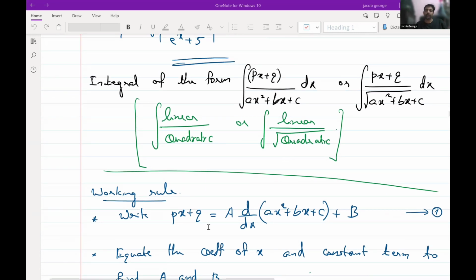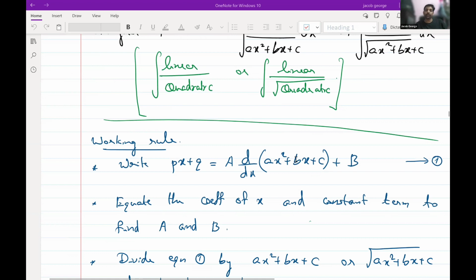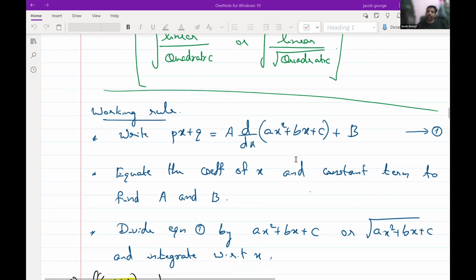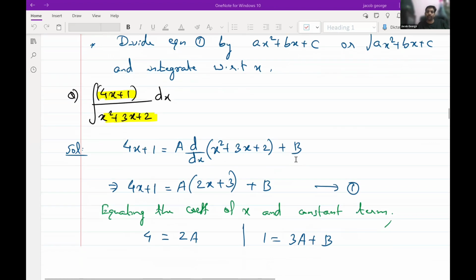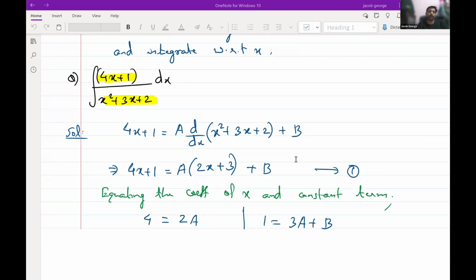Here we write the numerator is equal to... So for linear by quadratic, or linear by root of quadratic, we write the linear function as a into d by dx of the quadratic plus b. That is, the numerator is a into the derivative of the denominator plus b. Then we have to find a and b. I will explain with a question. For example, this question. Can you see this question? 4x plus 1, sir.